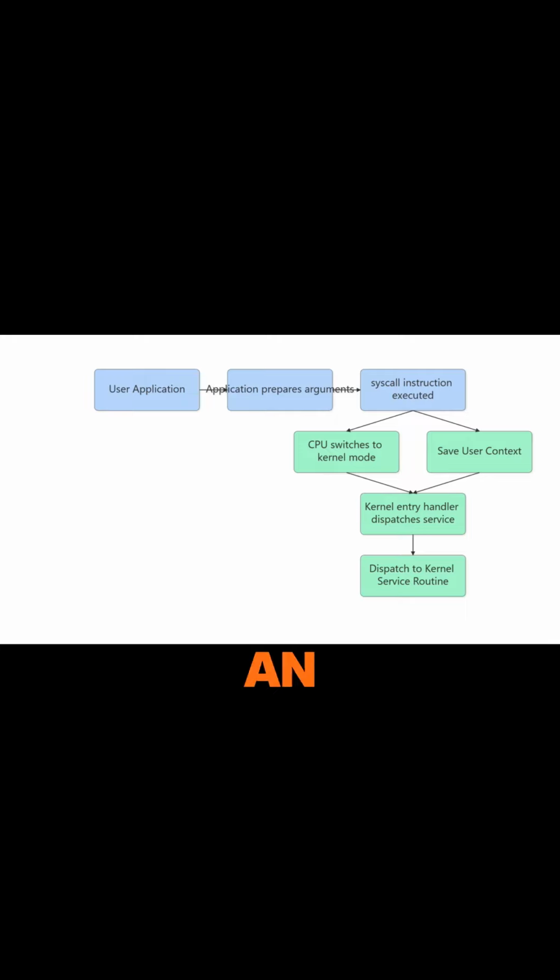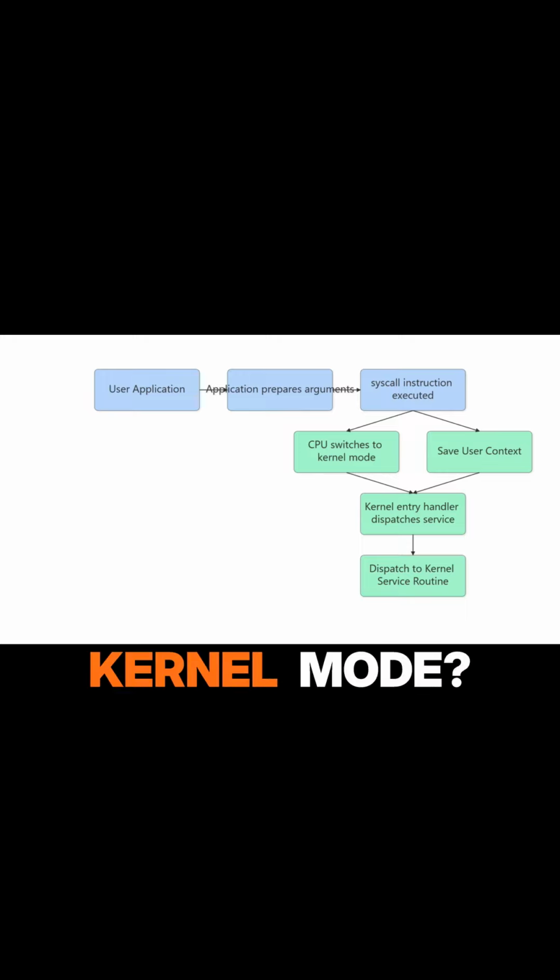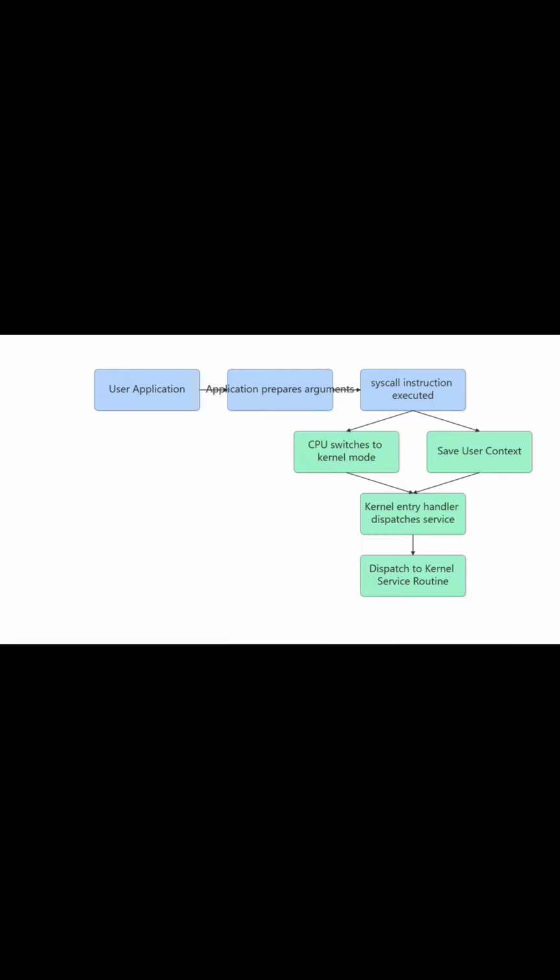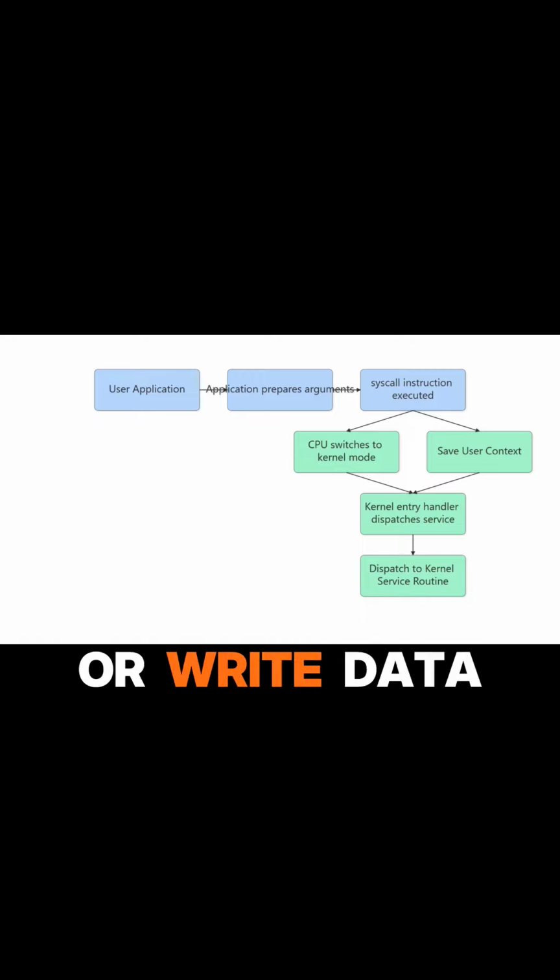So, how does an application safely cross that privilege boundary from user mode to kernel mode? The answer lies in the syscall instruction itself. When an application needs a kernel service, it first prepares its arguments by placing them in specific CPU registers. These arguments tell the kernel what service is requested. For example, read a file or write data.